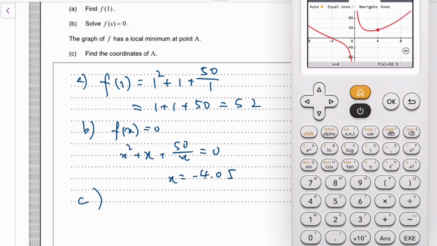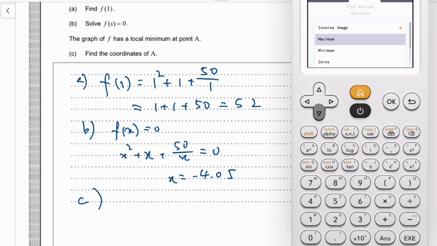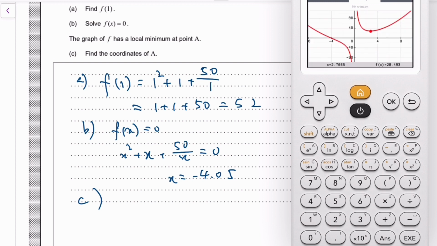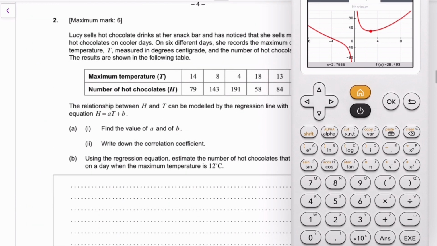For part A, there is a minimum. So, okay, find the minimum. Calculate minimum there. They want coordinates, so both x and y: 2.77, 28.5. Okay, super easy for first question, which makes sense.